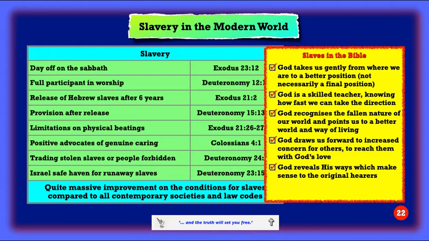But God reveals these things in the biblical text in ways that make sense to the original hearers. Now, we have to remember that we're living several thousand years later. And we've got to interpret it in terms of the context. You see, God is moving us towards his ideal, his best way. But it's got to be done within the realism of what's possible in a fallen world.